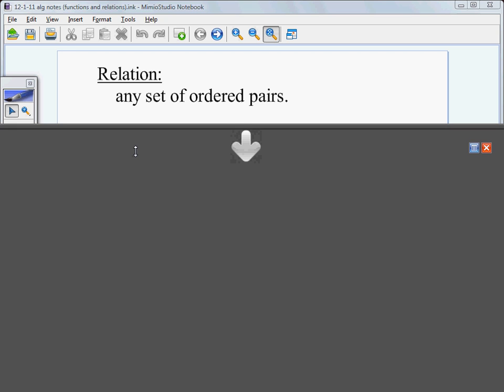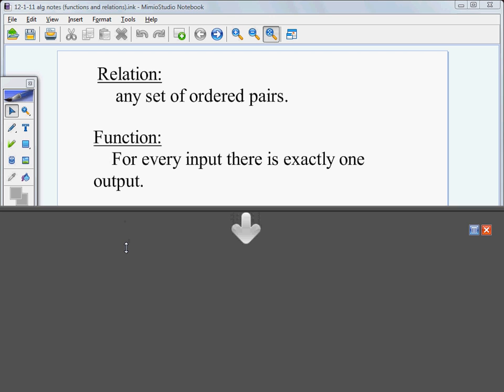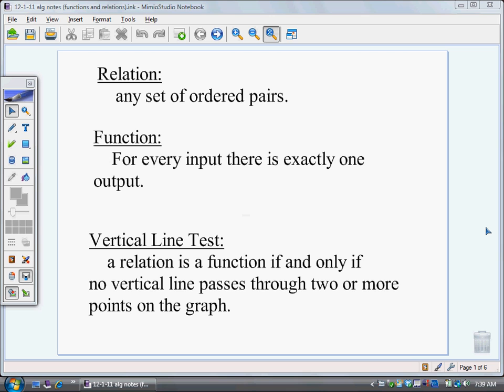It could be given to you in the form of something called a mapping, which I'll give you an example of in a little bit. It could also be given to you in the form of a graph. So a relation is just any set of ordered pairs. Some relations are called functions, and what that means is that for every input, there's exactly one output. But again, not all relations are functions.